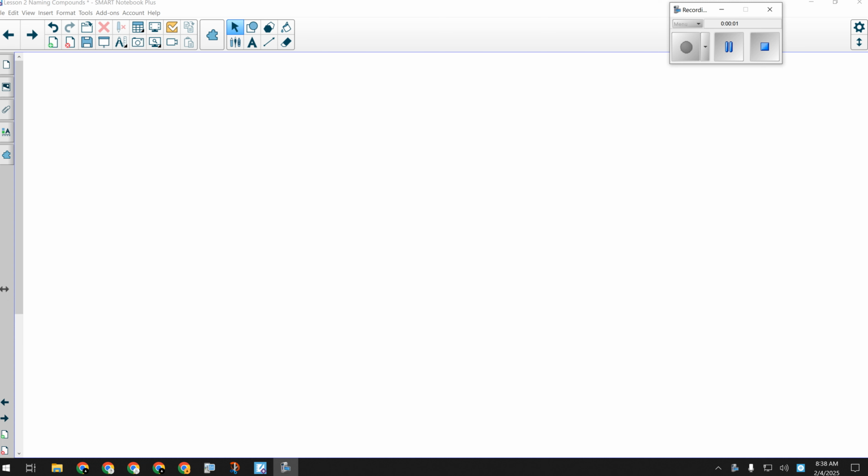All right, quick review from last week. Remember that if we are naming an ionic compound, we write the name of the metal first, the name of the nonmetal second, and change the ending to "ide" on the nonmetal. If the metal has more than one possible charge, then we figure out what Roman numeral should represent that charge, okay? And we put it in the name.